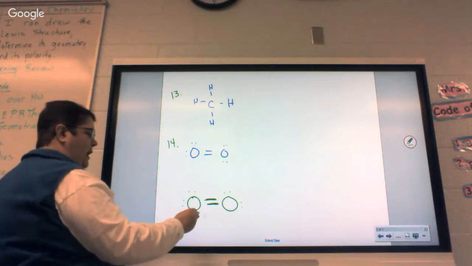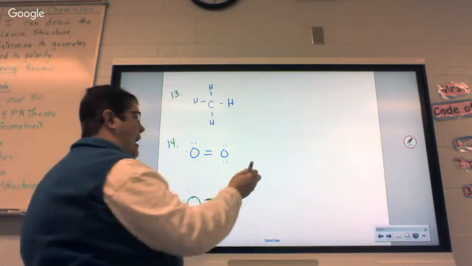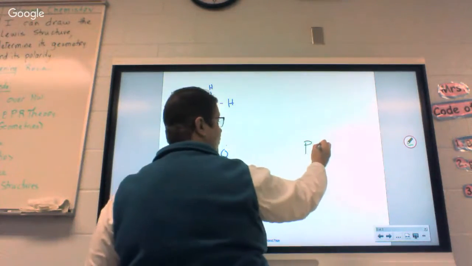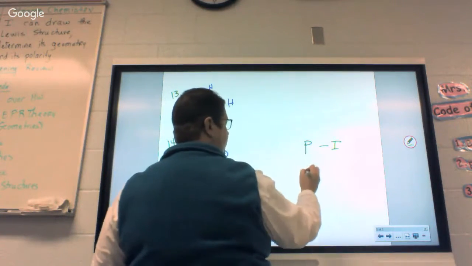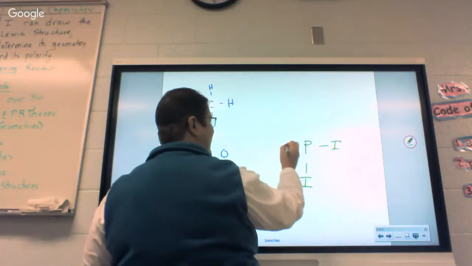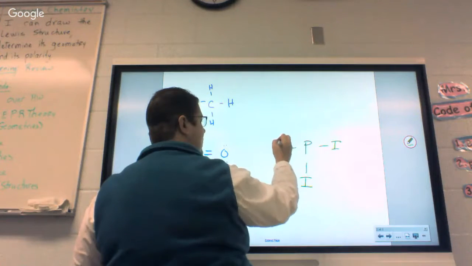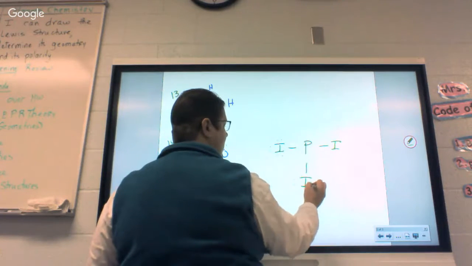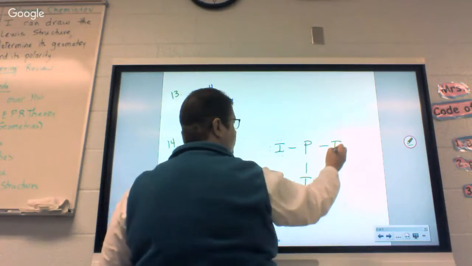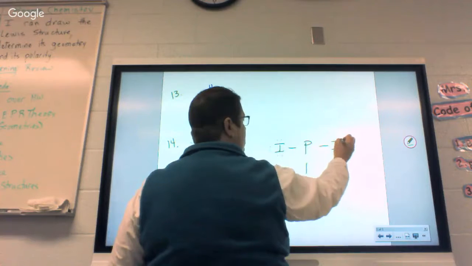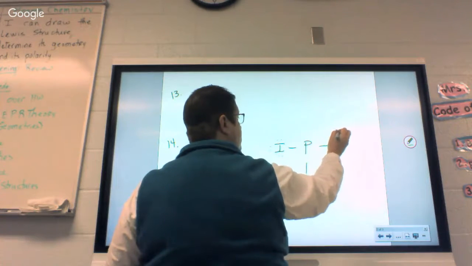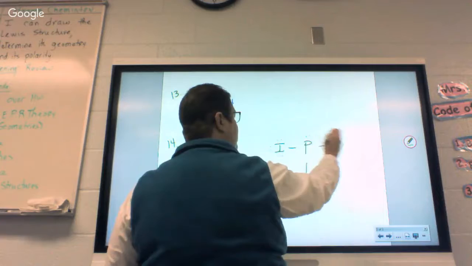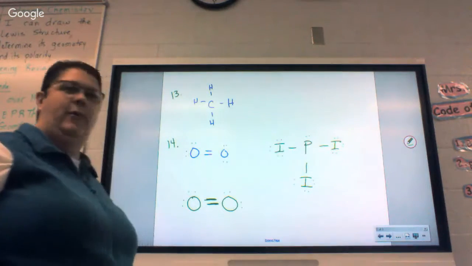But if you draw one like the one we drew on the other page, PI3 had 26 electrons. Well, 26 electrons, when you draw them in, everybody winds up with 8. So when I draw in the 26, does anybody not have 8?